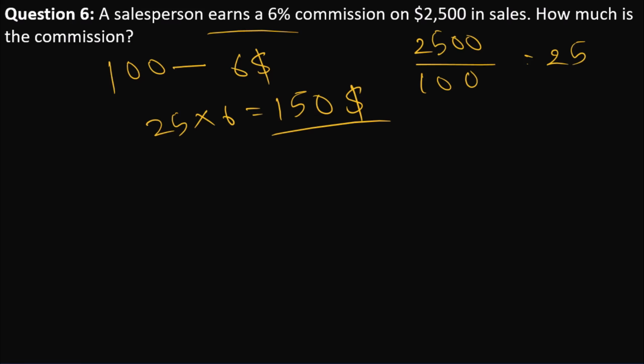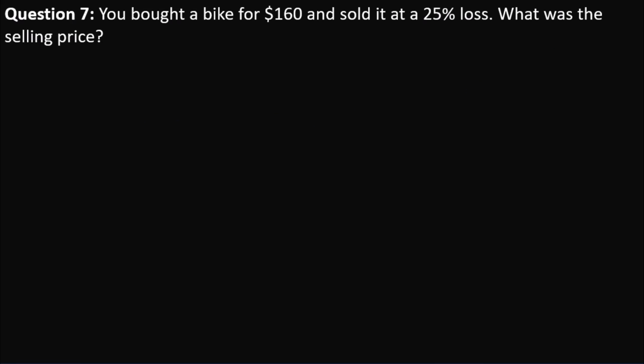So now come to another problem. You bought a bike for $160 and sold it at a 25% loss. What was the selling price? So what is the selling price? You bought a bike for $160 and sold it at a 25% loss. So 25%, how can I calculate?